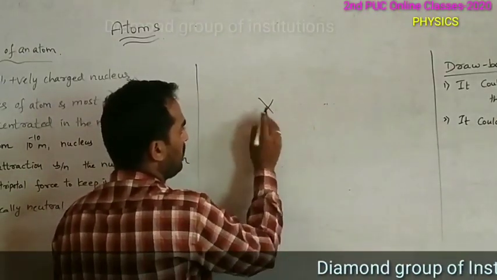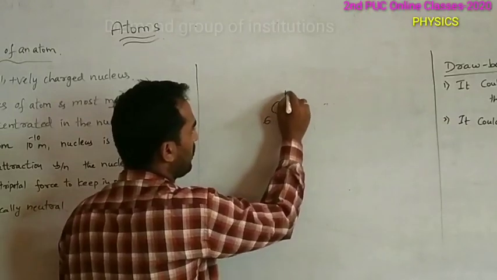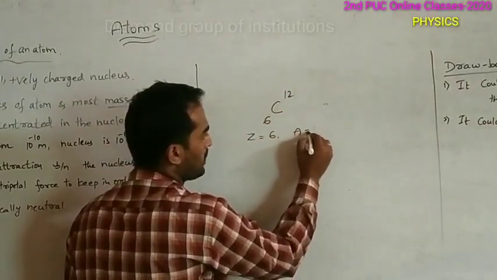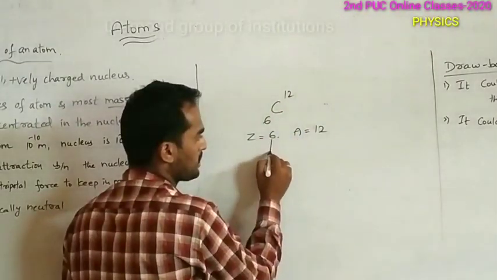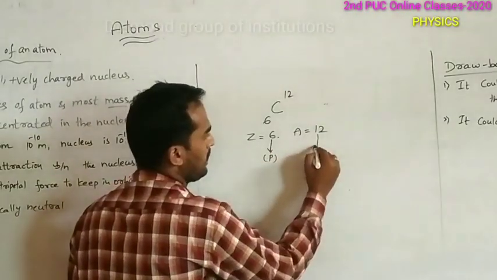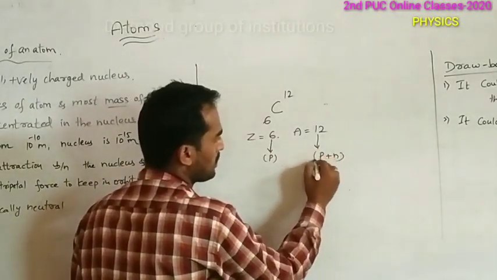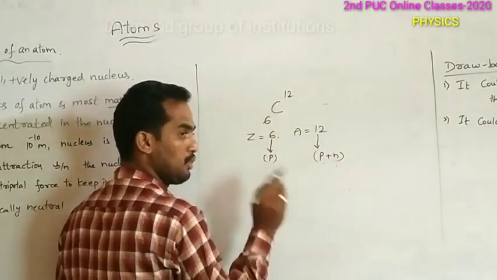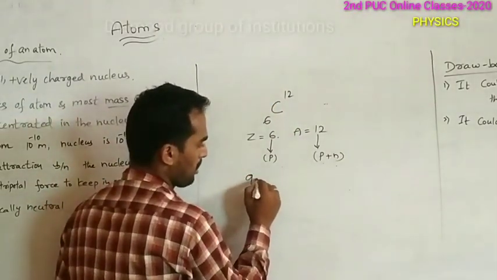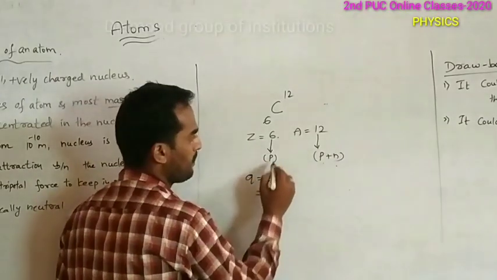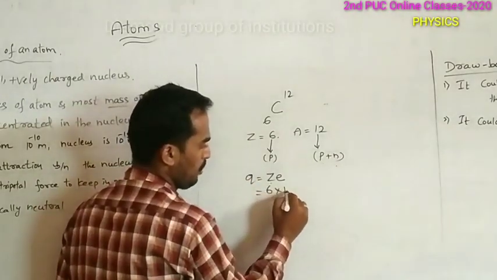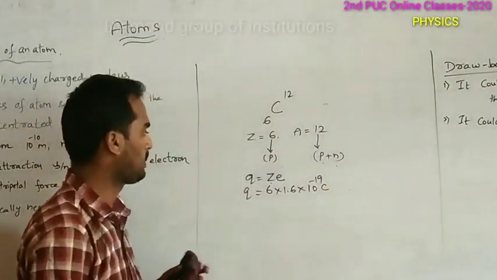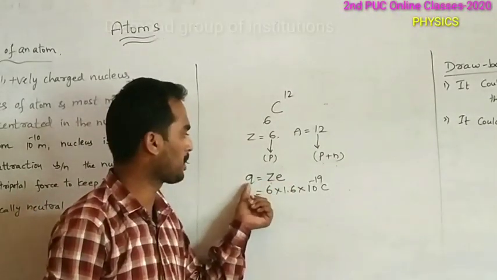Suppose carbon, 6 12 C. Here the Z number is how much? 6, and the A number is 12. Z equal to 6 means the number of protons is 6. Here the number of protons plus neutrons totals 12. If you want to calculate the charge of the nucleus of a carbon atom, you can use the formula Q equal to Z into e. Again the Z value, number of protons, is 6, into 1.6 into 10 power minus 19 coulomb. Like that, you can calculate the charge of any nucleus using the formula Q equal to Ze.